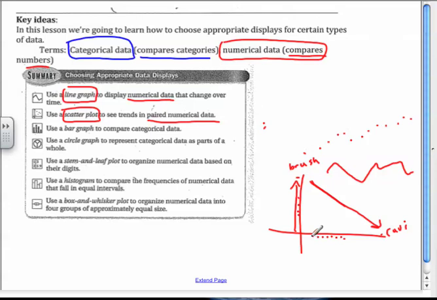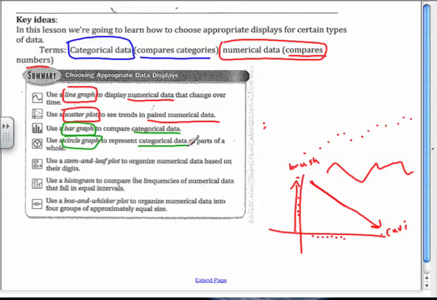Now, a bar graph compares categorical data, like I said earlier, the kinds of pets that people have. Or a circle graph also can compare categorical data, like what you do with your time at night. Like I spend 30 minutes eating. I spend an hour on homework. I spend 7 hours on Call of Duty. Okay, you know what I'm saying?